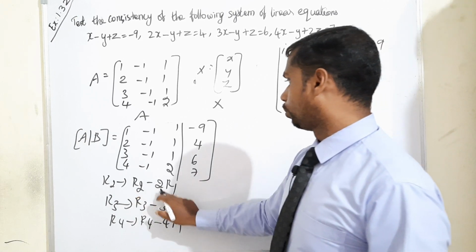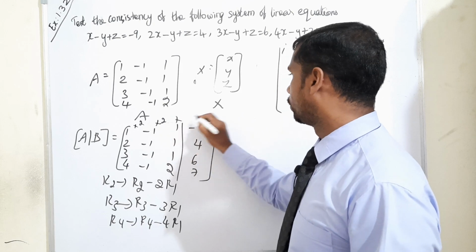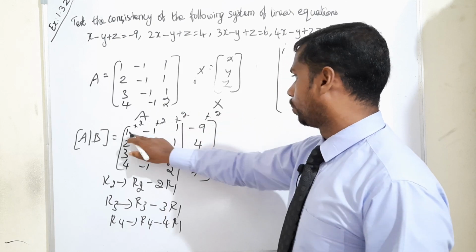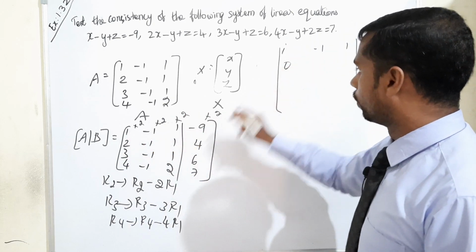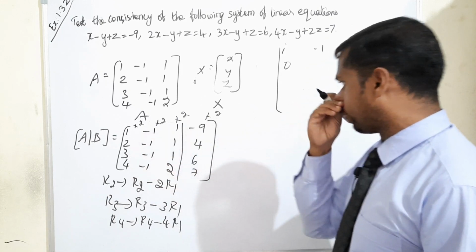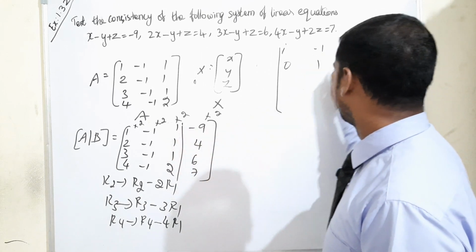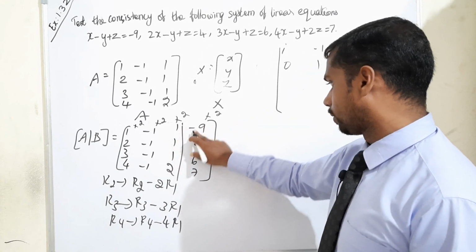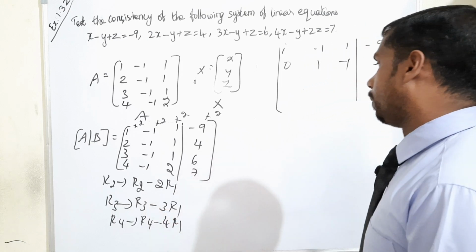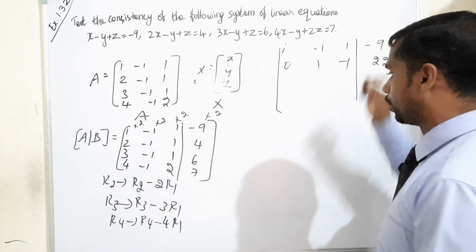Next, R2 minus 2 R1. Each time we multiply by 2. So 1 times 2, 2 minus 2 is 0. Minus 1 times minus is plus, so -1 plus 2 is 1. Then 1 minus 2 is -1. Then the constant: 2 nines are 18, and 18 plus 4 is positive 22.